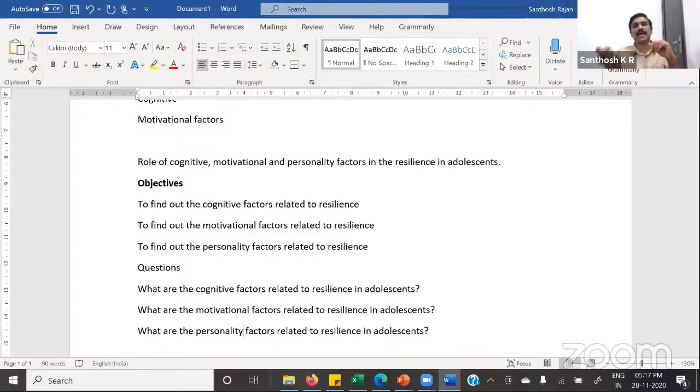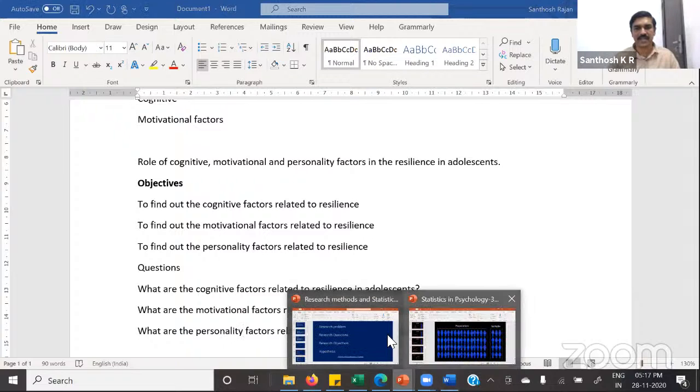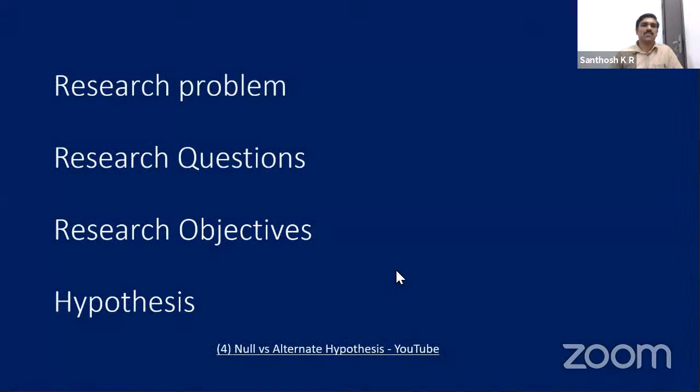Then we can place a hypothesis based on that. Likewise, we will go ahead. And a hypothesis can be null or alternative. You have just heard about what a null hypothesis and an alternate hypothesis are. Those who haven't heard about it, just watch it. Don't forget to watch it. So this is how we will come from a problem to the objectives, to the questions, and to the hypothesis.